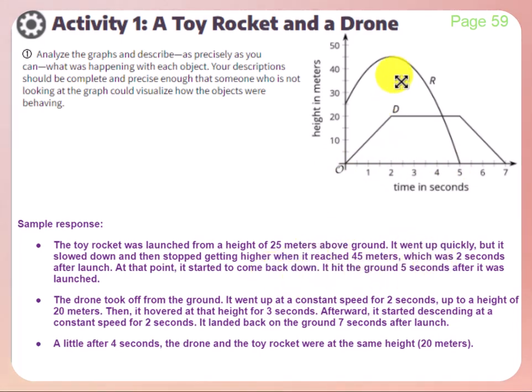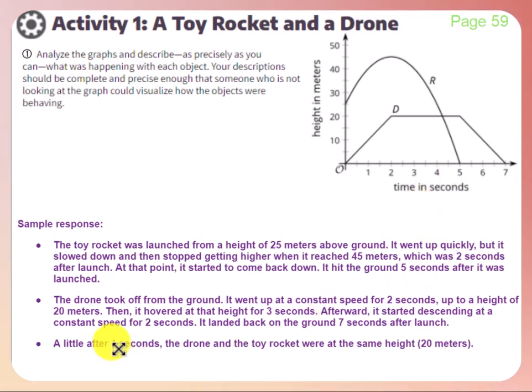And the maximum was at about 2 seconds. It hit the ground at about 5 seconds. All right, now if we look at the drone, it took off. It went up at a constant speed for 2 seconds, and then it hovered for about 3 seconds, 2, 3, 4, 5, and then it dropped back down, descending at a constant speed until it landed on the ground 7 seconds after launch. A little after 4 seconds, the drone and toy rocket were at the same height.